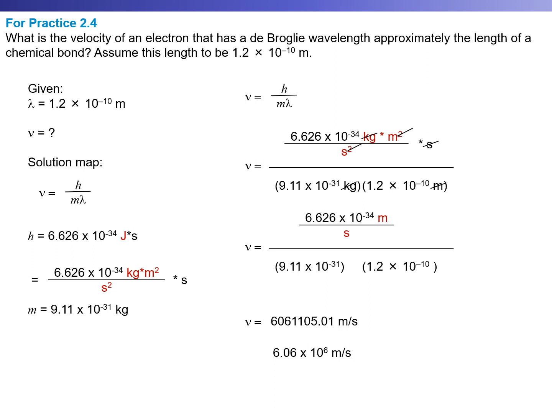If we really want to be picky and look at how information was given to us, we were actually given a value that only had 2 significant figures. So we could further reduce our answer down to 2 significant figures, making our final answer 6.1 times 10 to the 6 meters per second.